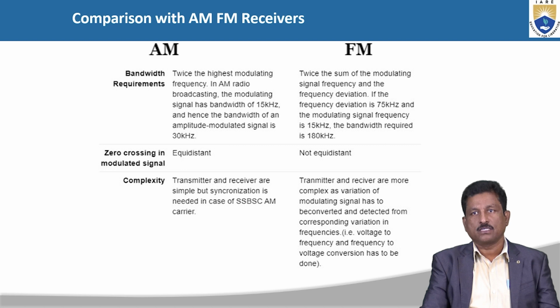So that is 75 kHz delta f, and 15 kHz is the bandwidth deviation. According to the Carson rule, you can define the bandwidth requirement for FM.